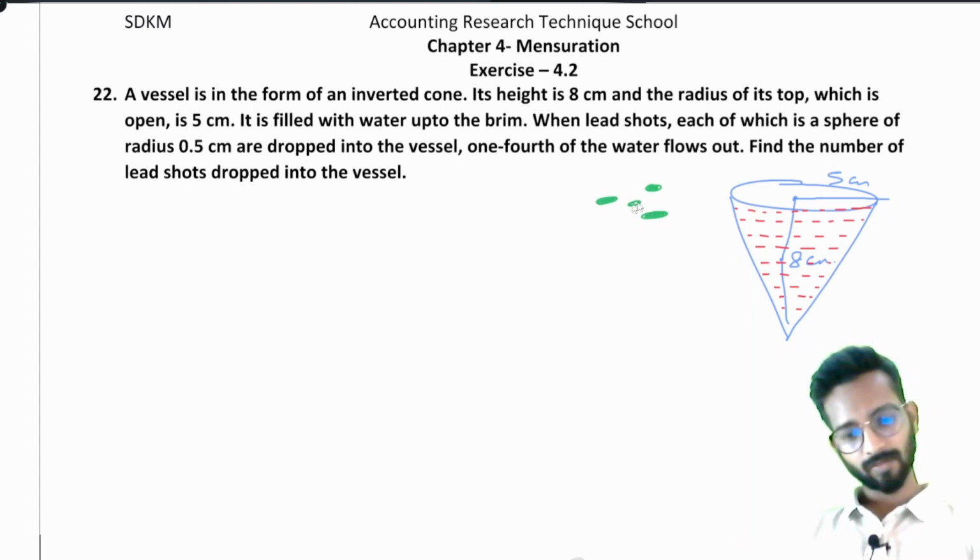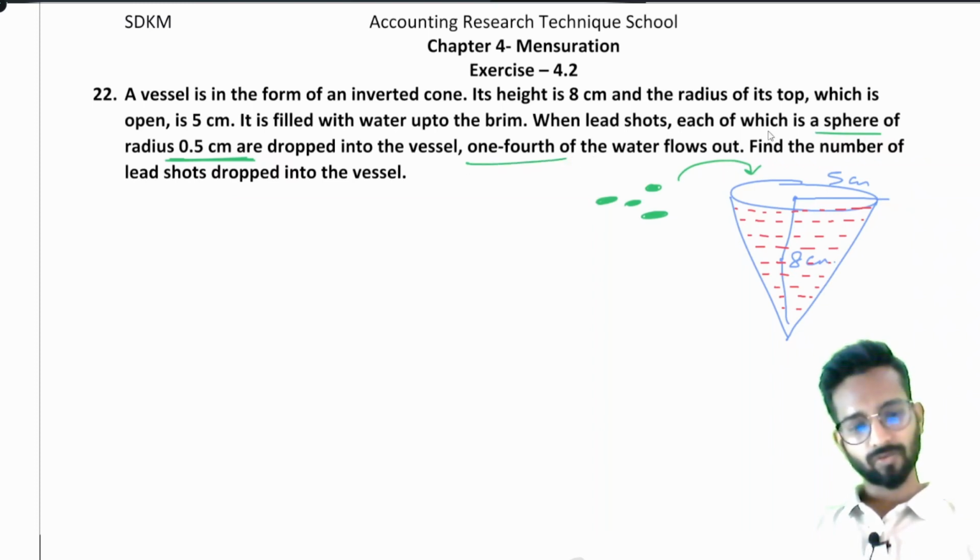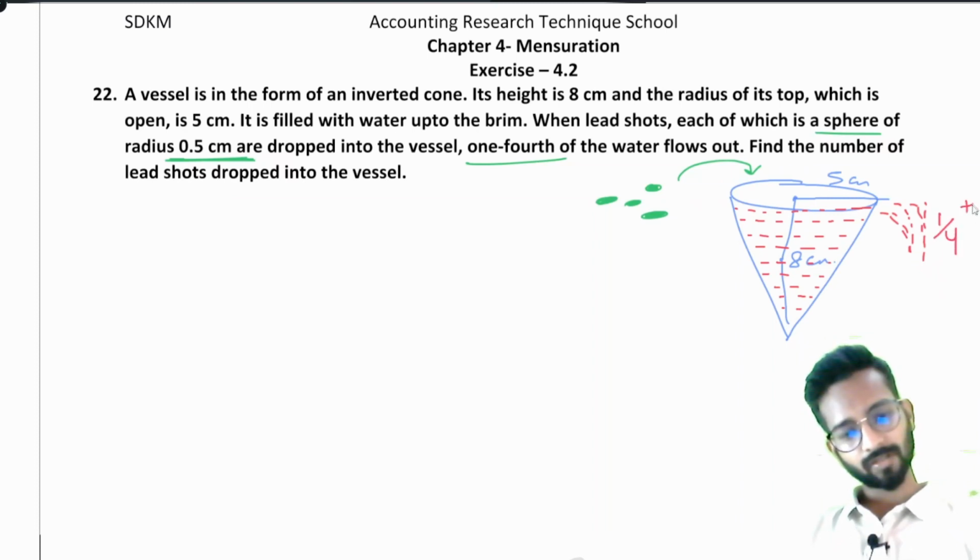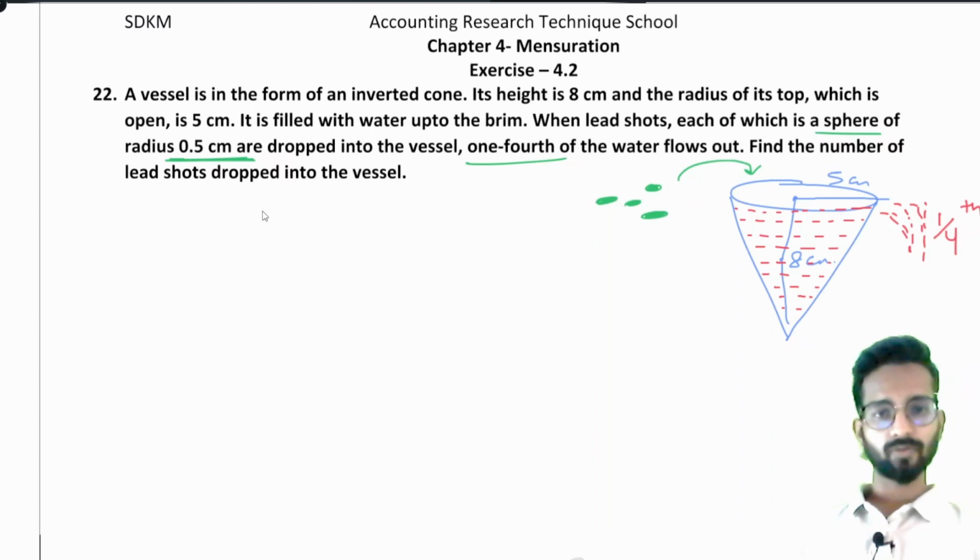Now these, each a sphere of radius 0.5 centimeter, are dropped into the vessel. We are dropping this into the vessel. 1/4 of the water flows out. Oh my god, so water is flowing out. How much water has flowed out? 1/4 of the water has flowed out. Find the number of lead shots dropped into the vessel.